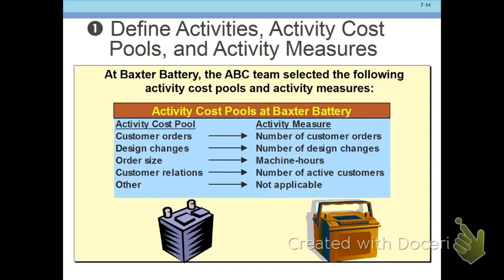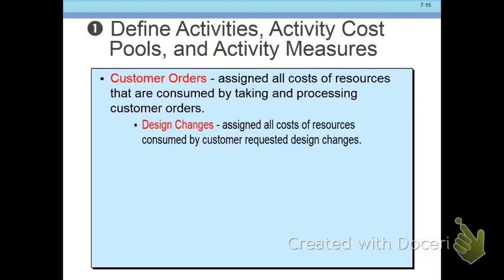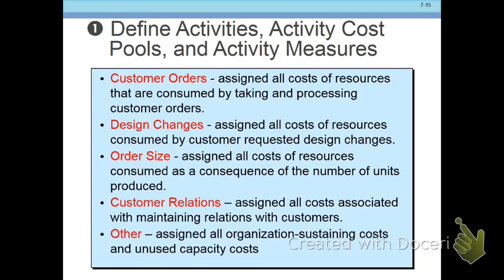How many active customers do we have as far as customer relations? And then finally they have other. So those are the activity pools they defined for their company. Every company would need to define their own. And here's their list of what goes in those.